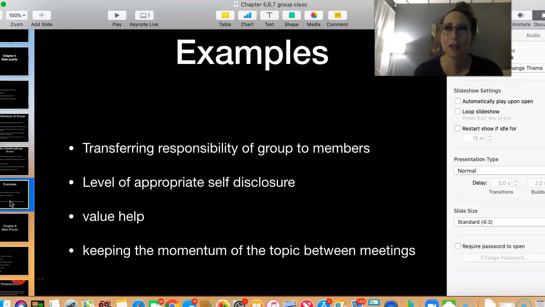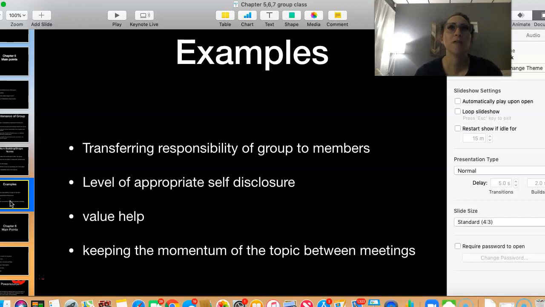And if you don't feel like you can trust people, or you feel like someone is maybe downplaying what you're saying, then you may not feel comfortable to share. So you want to maybe transfer responsibility of the group to the members. You want to maybe just self-disclose.